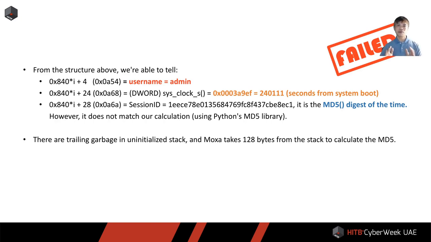So the problem is that Moxa is taking 128 bytes out of the stack. The system clock is at the very beginning of the stack, and there's some uninitialized trailing garbage in the stack, so there's no way to calculate the right MD5 without guessing the trailing garbage. And the trailing garbage is randomized whenever you reboot the system. Not because Moxa wanted to randomize it, but because the stack is not initialized; the memory is not zeroed out. If Moxa had obeyed some good programming rule and initialized the stack before their user struct, maybe we would have had the chance to brute force it. So, you know, Moxa is really lucky here.